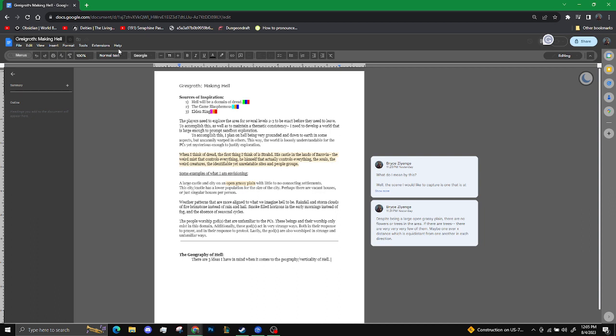Three ideas I have in mind for this domain of dread. I'd like to include an area that is frozen, an area that is hot, and an area that most reflects the material plane.